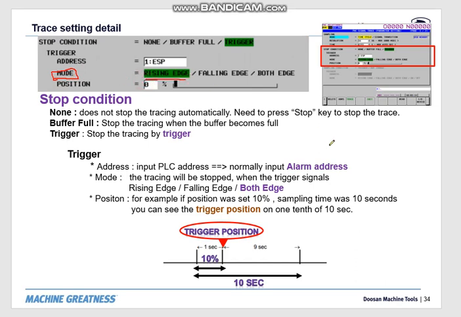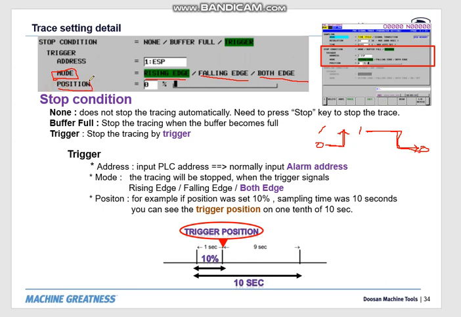Rising edge means the signal rising from 0 to 1. The falling edge means 1 to 0. And both edge means 0 to 1 or 1 to 0.